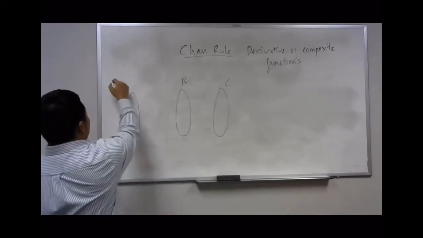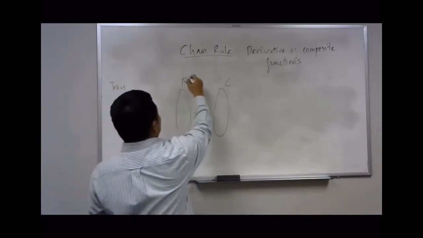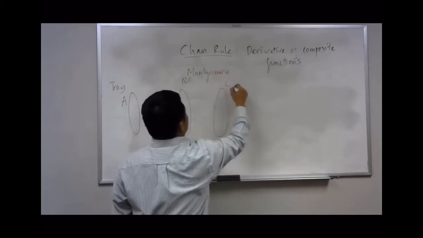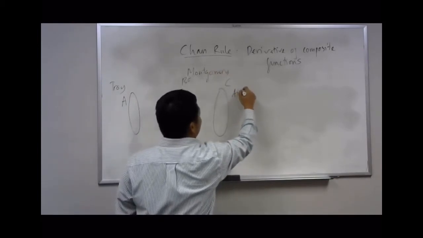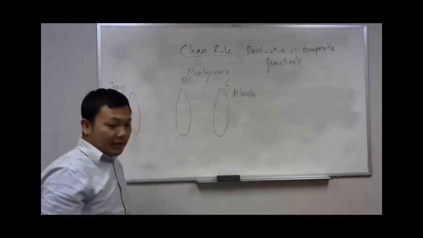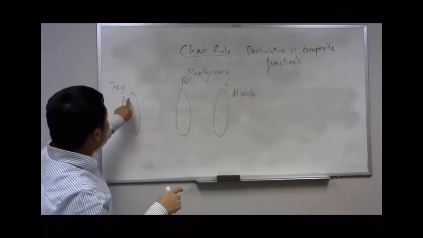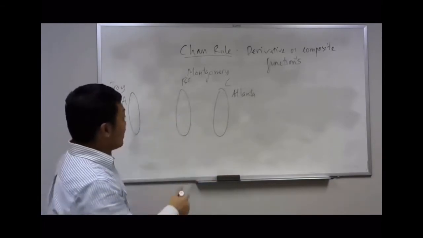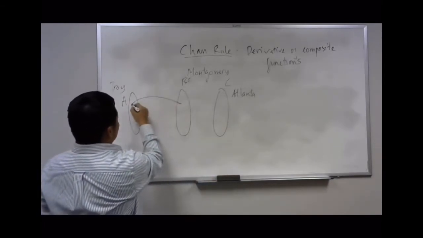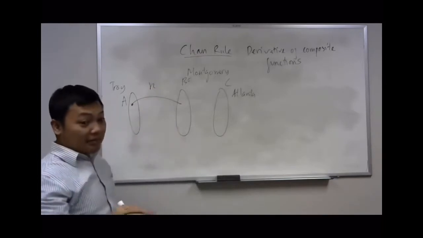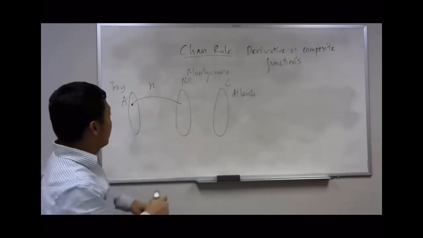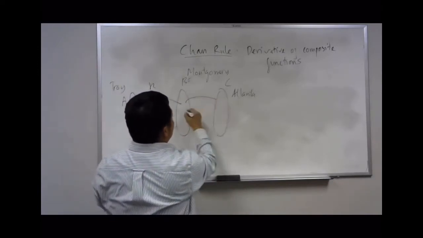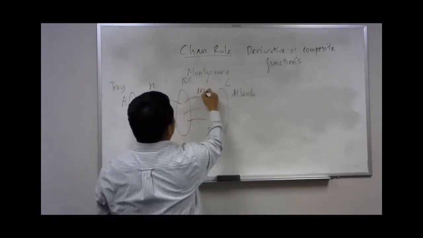So A is Troy, B is Montgomery, and C is Atlanta. Let's say we want to go from Troy to Atlanta, but we have to go through Montgomery, right? So suppose I have n possible ways to go from Troy to Montgomery, and then I have m ways from Montgomery to Atlanta.